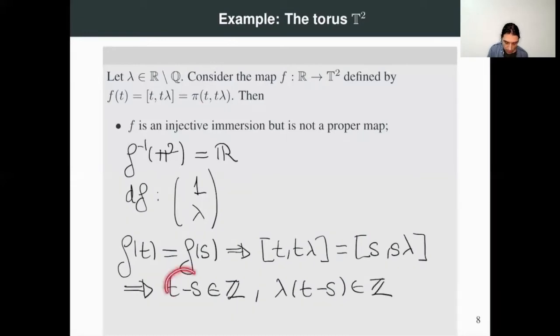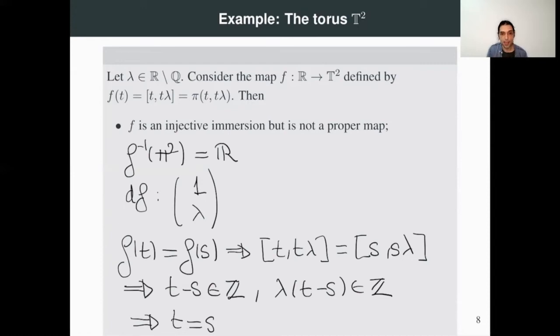If for whatever reason this is different than 0, then you can write lambda as the quotient of two integer numbers, this one and this one, and then lambda could be rational. And that's actually contradicting our hypothesis. So the unique situation in which we cannot deduce that lambda is rational is if t is equal to s. And so in this way, we proved that F is injective. It's an injective immersion, which is not a proper map.